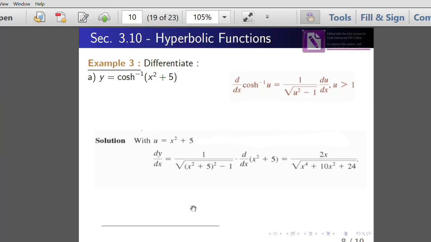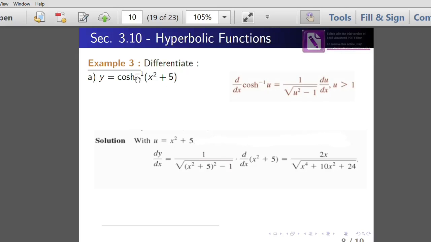So now let us do some example. y is equal to the inverse of hyperbolic cosine of x squared plus 5. Given that the derivative of the inverse of hyperbolic cosine of u is given by 1 over root of u squared minus 1. So here our u of x is x squared plus 5.